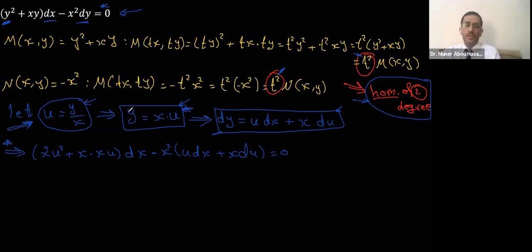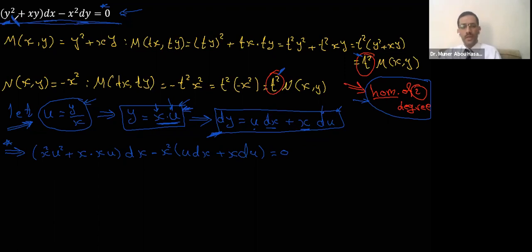The differential of y is dy. Differential of any product is similar to the derivative. So I need to find differential of first, which is dx, times second, plus differential of second, which is du, times the first, which is x. Okay? After finding this, I'm going to plug into my differential equation.